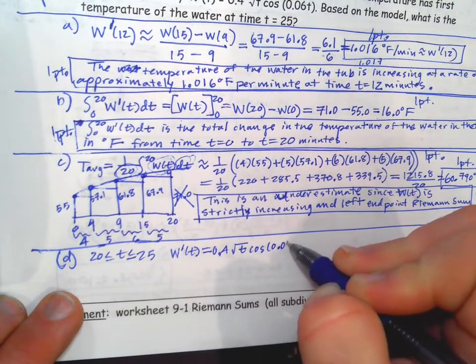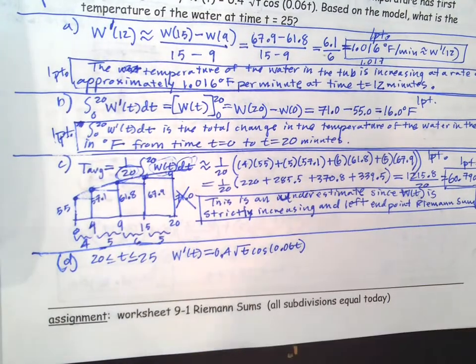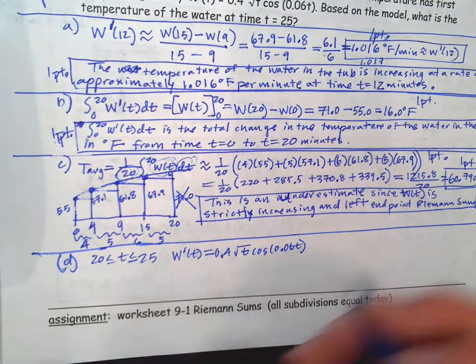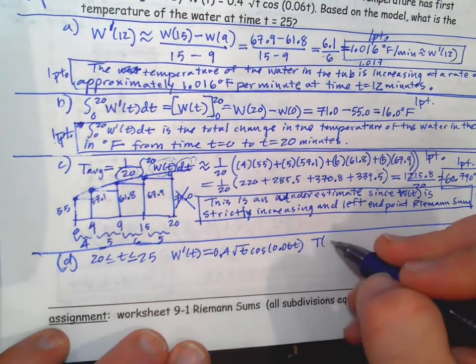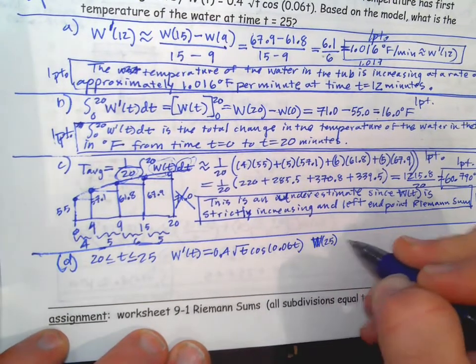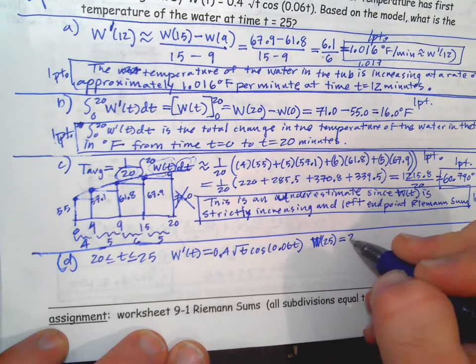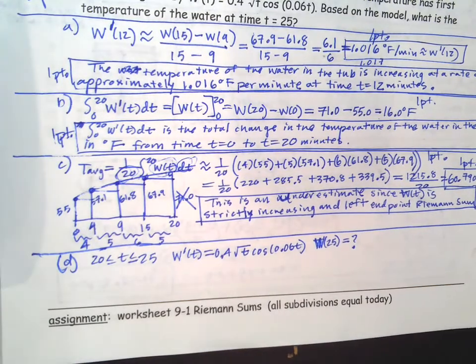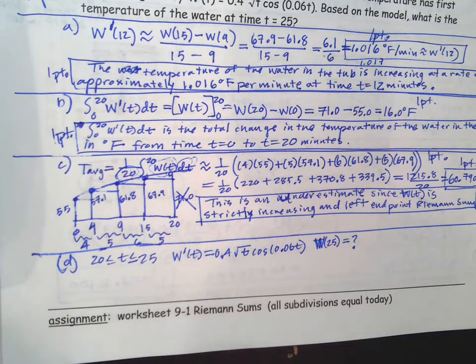It says, based on the model, what is the temperature of the water at 25? So they want to know the temperature, which we should use W for. They want to know the temperature at 25. Now this is going to get a little out of our abilities right now. I'm going to probably be teaching this to you very soon.